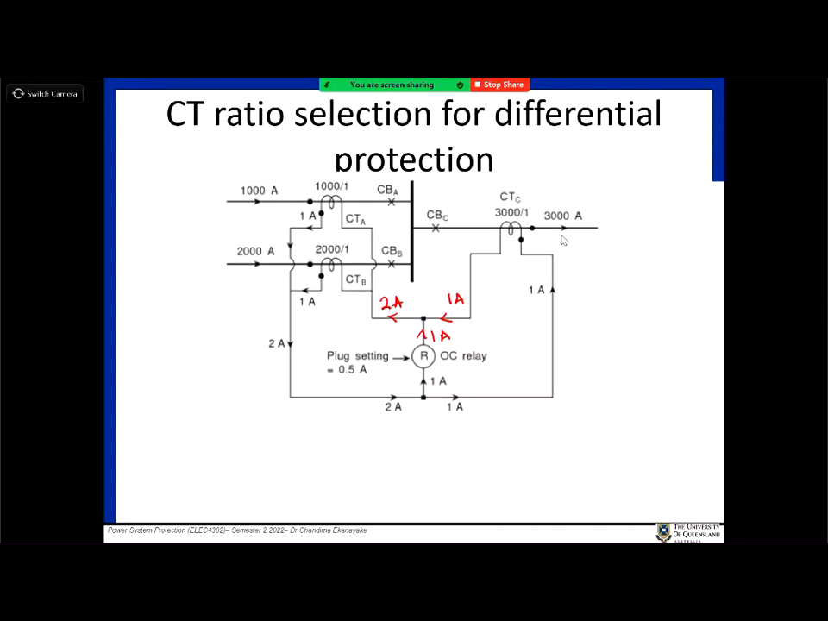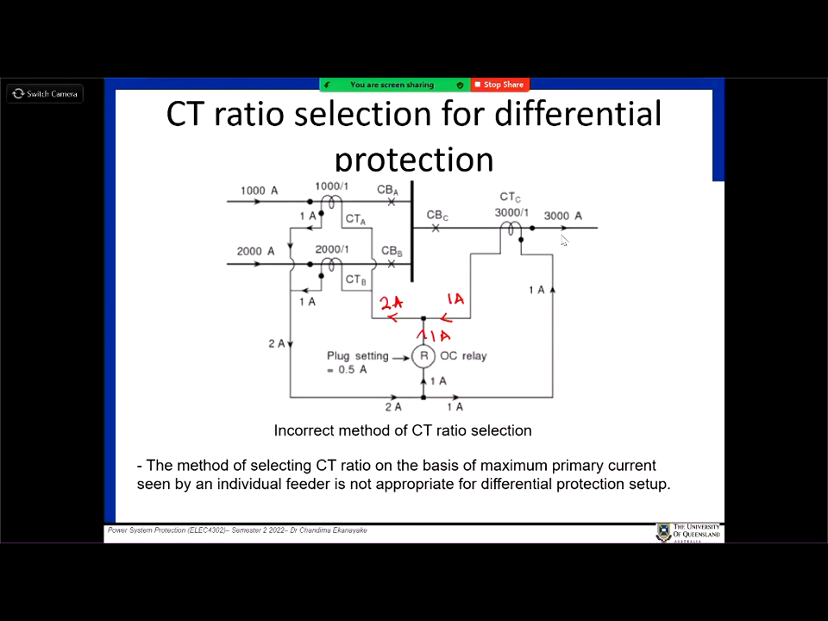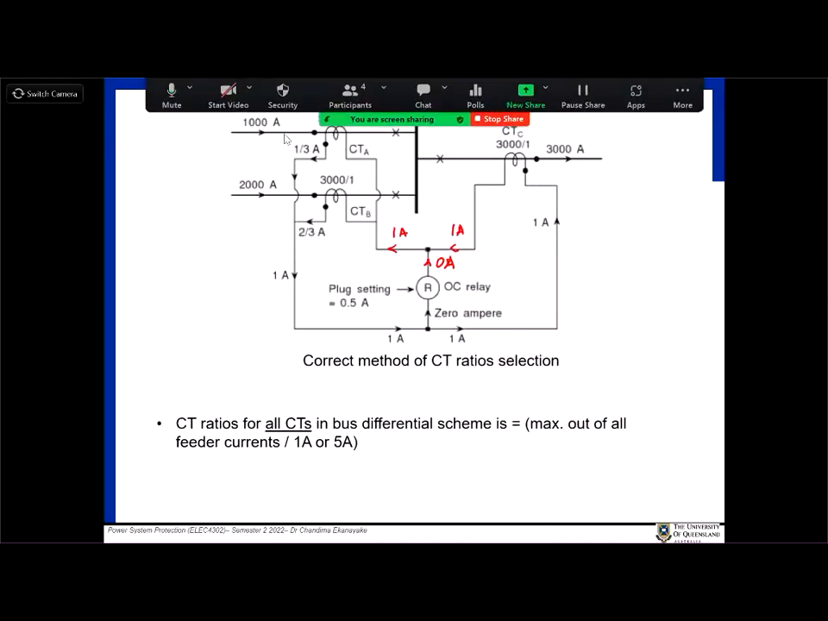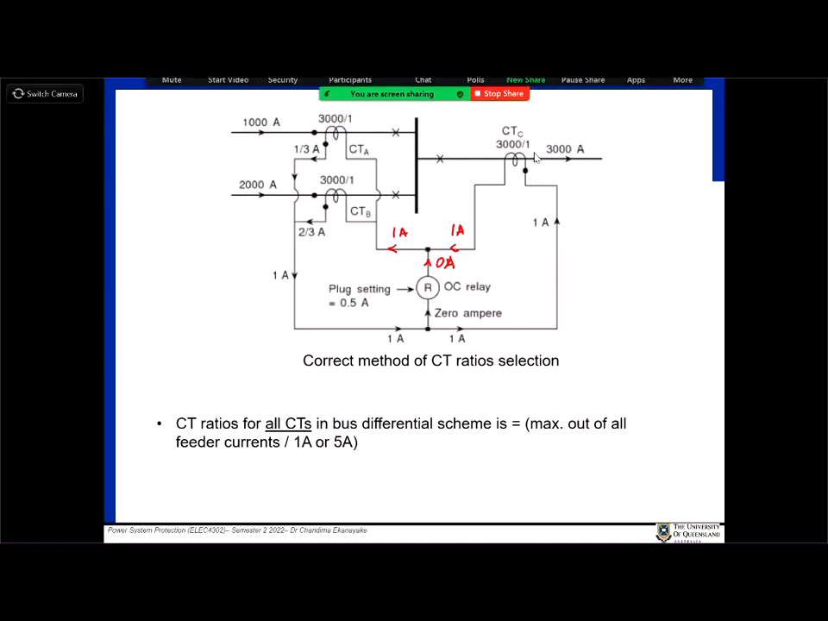We need to look at a different method to select the CTs. So typically, as you see here, I put 3000 to 1 in all lines. Then you can see 1/3 of an amp is going through here, 2/3, and the addition of them is 1 amp coming here, and then this one will produce another 1 amp. So the net is 0 ampere current.